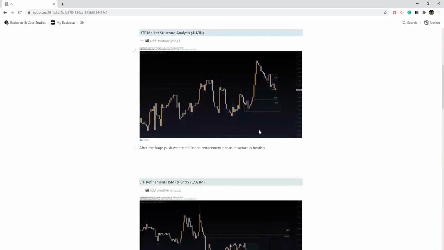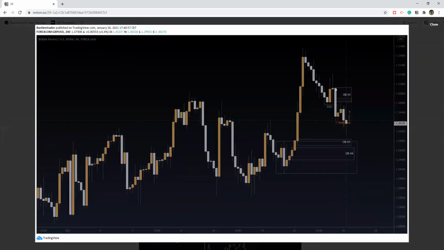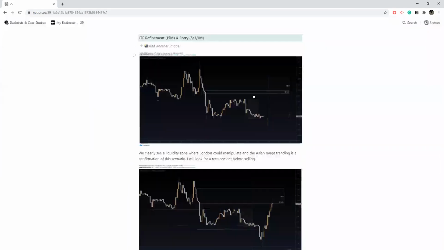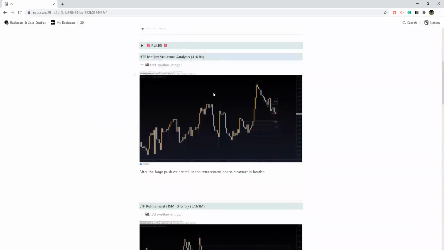After the huge push, we're still in the retracement phase. Structure is bearish. So this is the same structure, huge push, and we're still having that retracement. So you are free to take as many shorts as possible on the 1H. Okay, so this is the 4 hourly, and then we go on to the hourly.